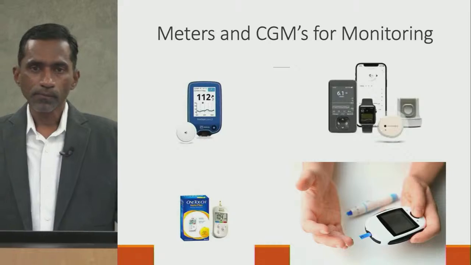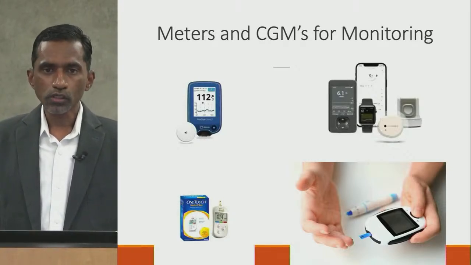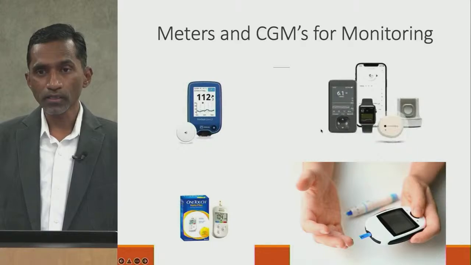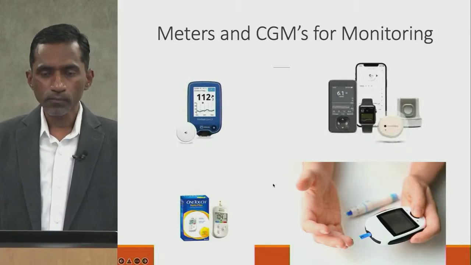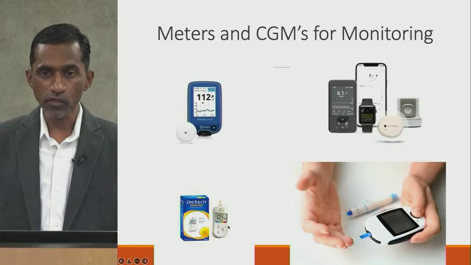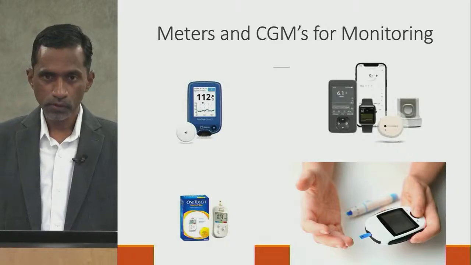These are the meters for continuous glucose monitoring. Both the Freestyle Libre 3 and also the Dexcom are approved by the FDA. And there are many meters. One of them I've shown here, One Touch. There are also so many different meters. Patients can use any meters. Most of them do the job of checking the sugars and keeping track of the blood sugars.